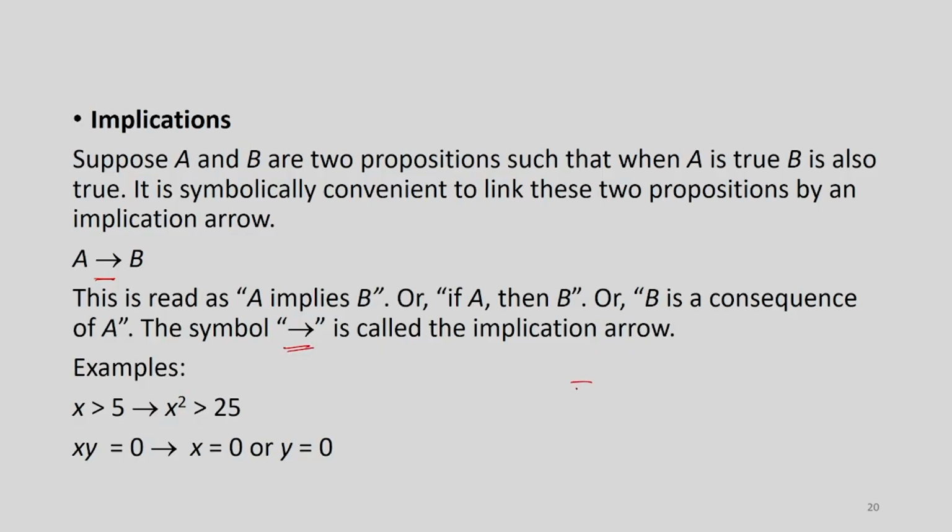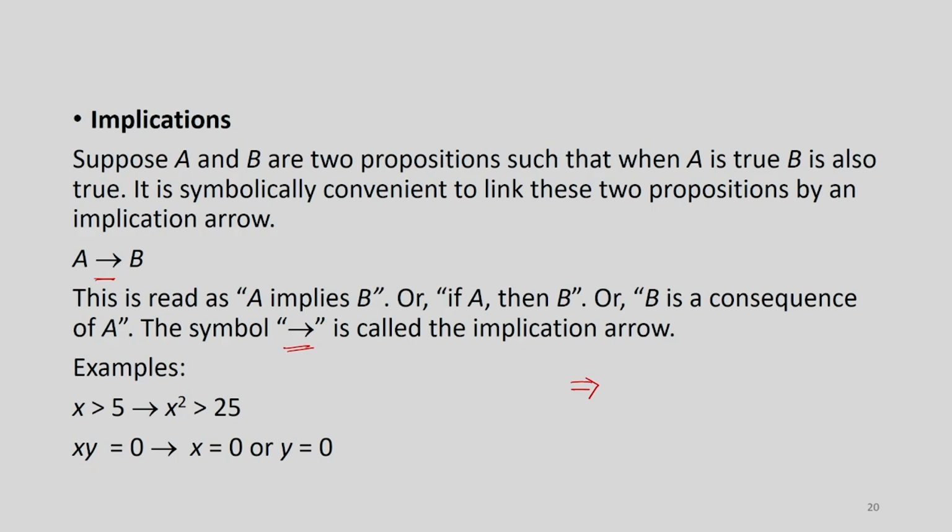It is sometimes also written as this symbol. So, you have two parallel lines instead of one parallel line or just one line. Some examples are given here. So, on the left hand side, that is A, you have x greater than 5, and that implies that x square is greater than 25. Okay. But here I have to specify that x that we are talking about, this x has to be a real number.